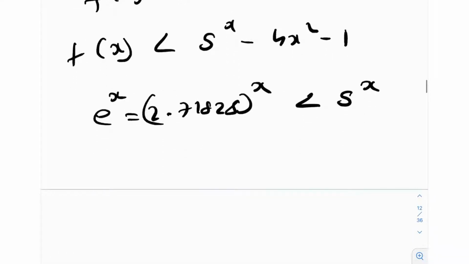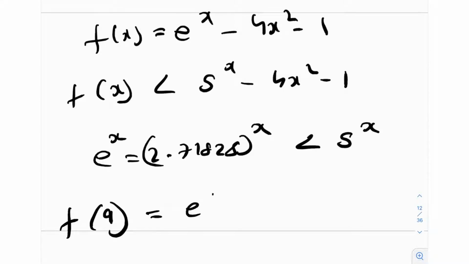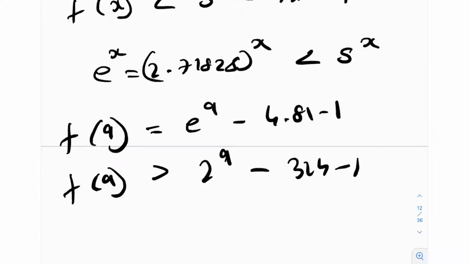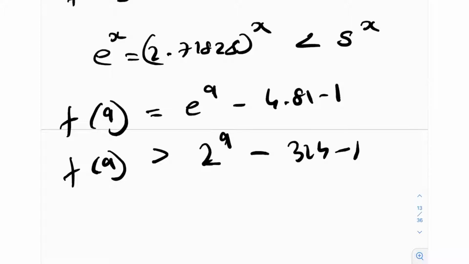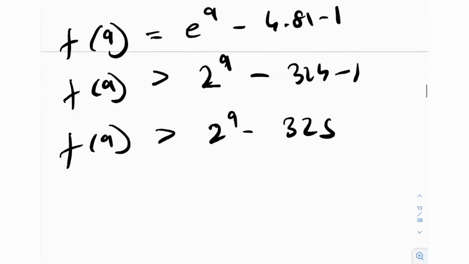Let's try and calculate the value of f of 9. So what will f of 9 be? It will be e raised to the power 9 minus 4 times 9 squared, which is 81, minus 1. If we approximate it, it will be greater than 2 raised to the power 9 minus 324 minus 1, because e is a little bit more than 2, it's 2.71828. So this is obviously greater than this quantity with 2. So f of 9 will be greater than 2 raised to the power 9 minus 325, which is greater than 0. 2 raised to the power 9, if I'm not wrong, is 512, right? So therefore I can see that f of 9 is greater than 0.